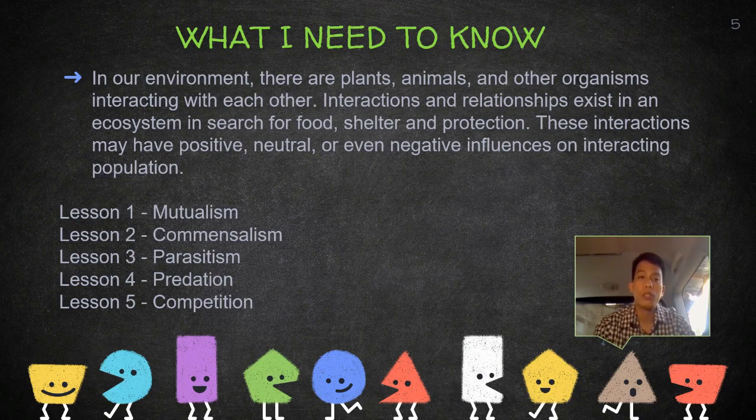The module is divided into 5 lessons, and these are the ecological interactions that we are going to discuss for today's lesson. Lesson 1, mutualism; Lesson 2, commensalism; Lesson 3, parasitism; Lesson 4, predation; and Lesson 5, competition.